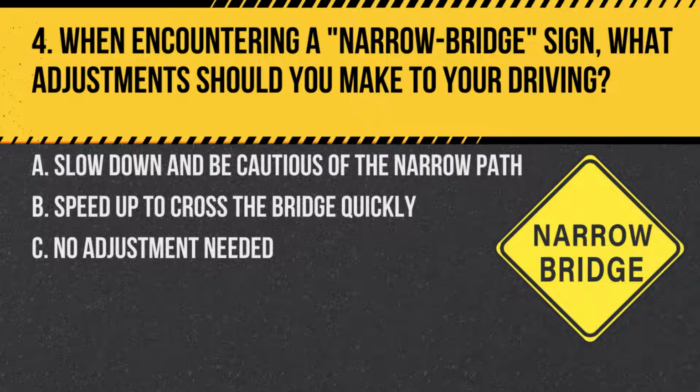Question 4. When encountering a narrow bridge sign, what adjustments should you make to your driving? A. Slow down and be cautious of the narrow path. B. Speed up to cross the bridge quickly. C. No adjustment needed. Answer A. Slow down and be cautious of the narrow path. Drivers should reduce their speed and be extra cautious due to the limited space on a narrow bridge.